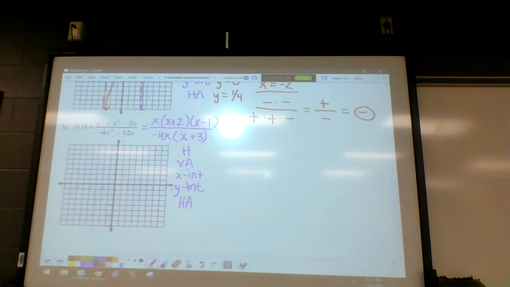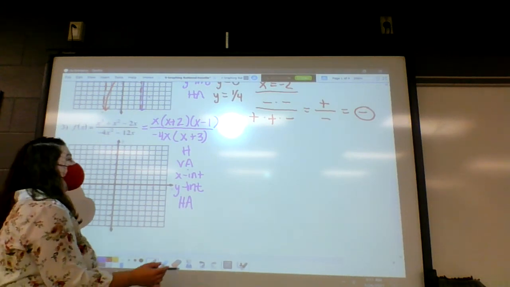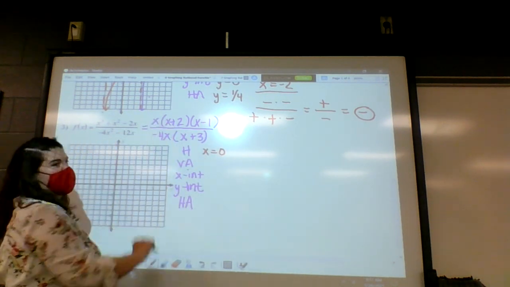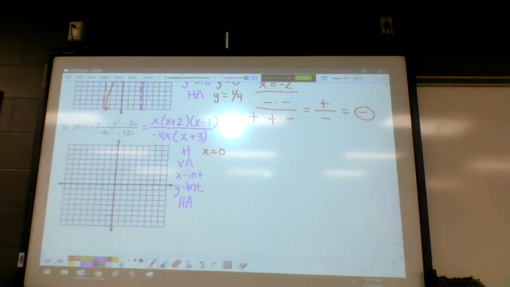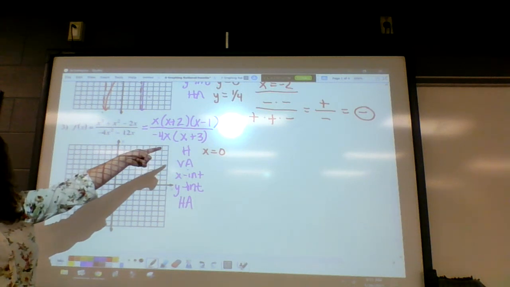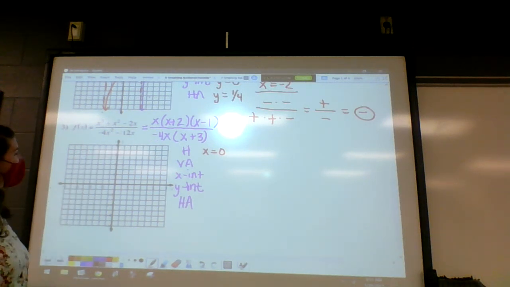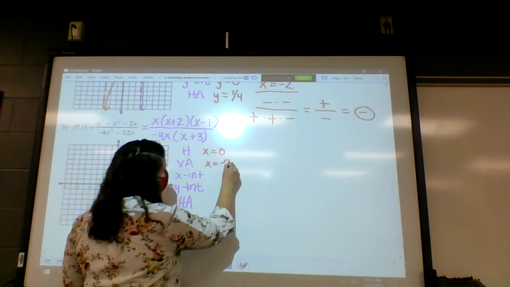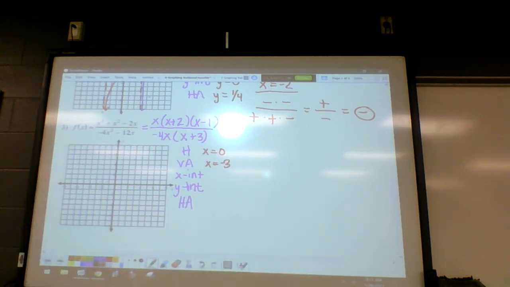All right, holes. 0. By the way, if you messed up on the quiz with a hole, it was because you missed the fact that they both had an x in the top and an x in the bottom, and you said none as opposed to saying there was a hole there. So this one we have to remember to put in a hole. Vertical asymptote: -3. That's actually been a vertical asymptote for all of our problems so far, hasn't it? That's just a coincidence.